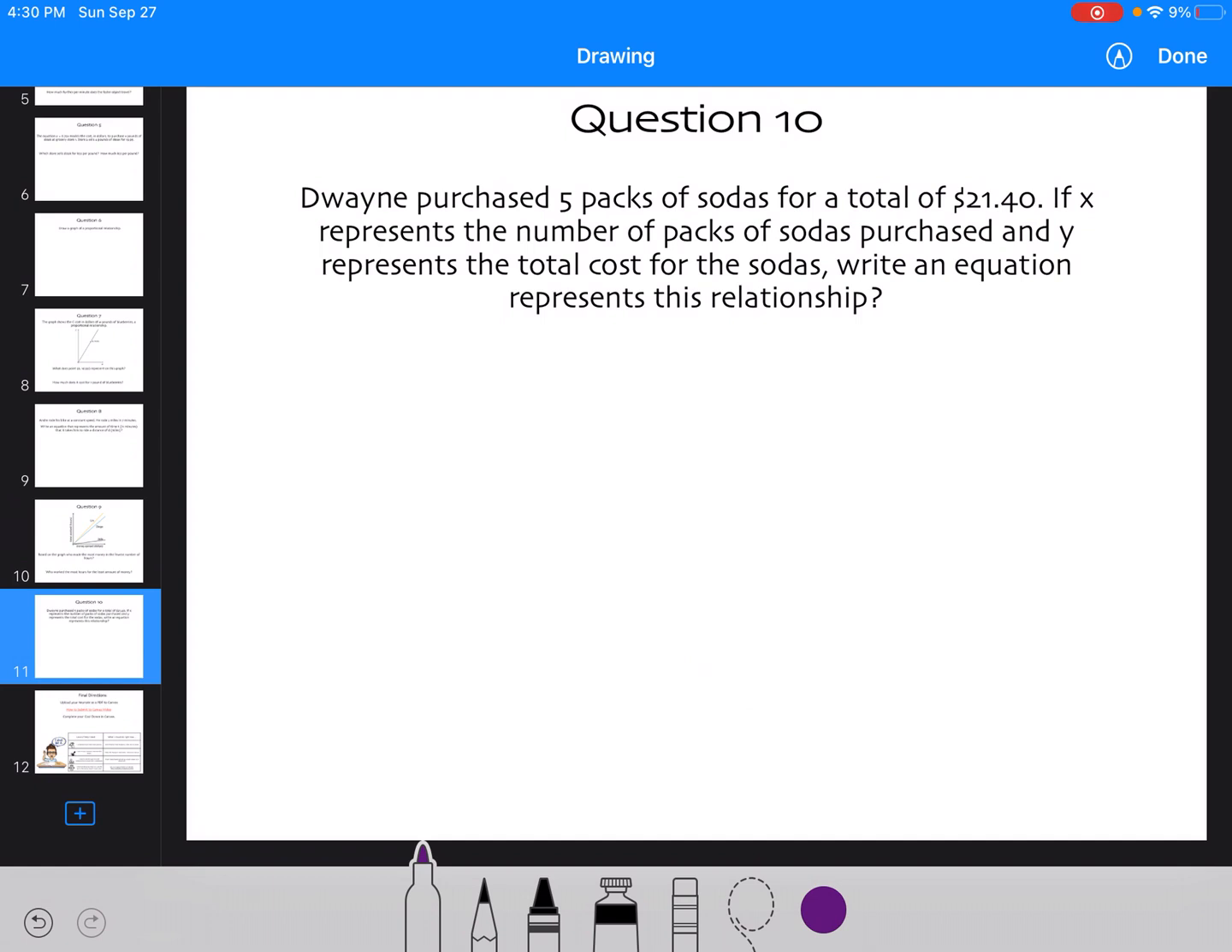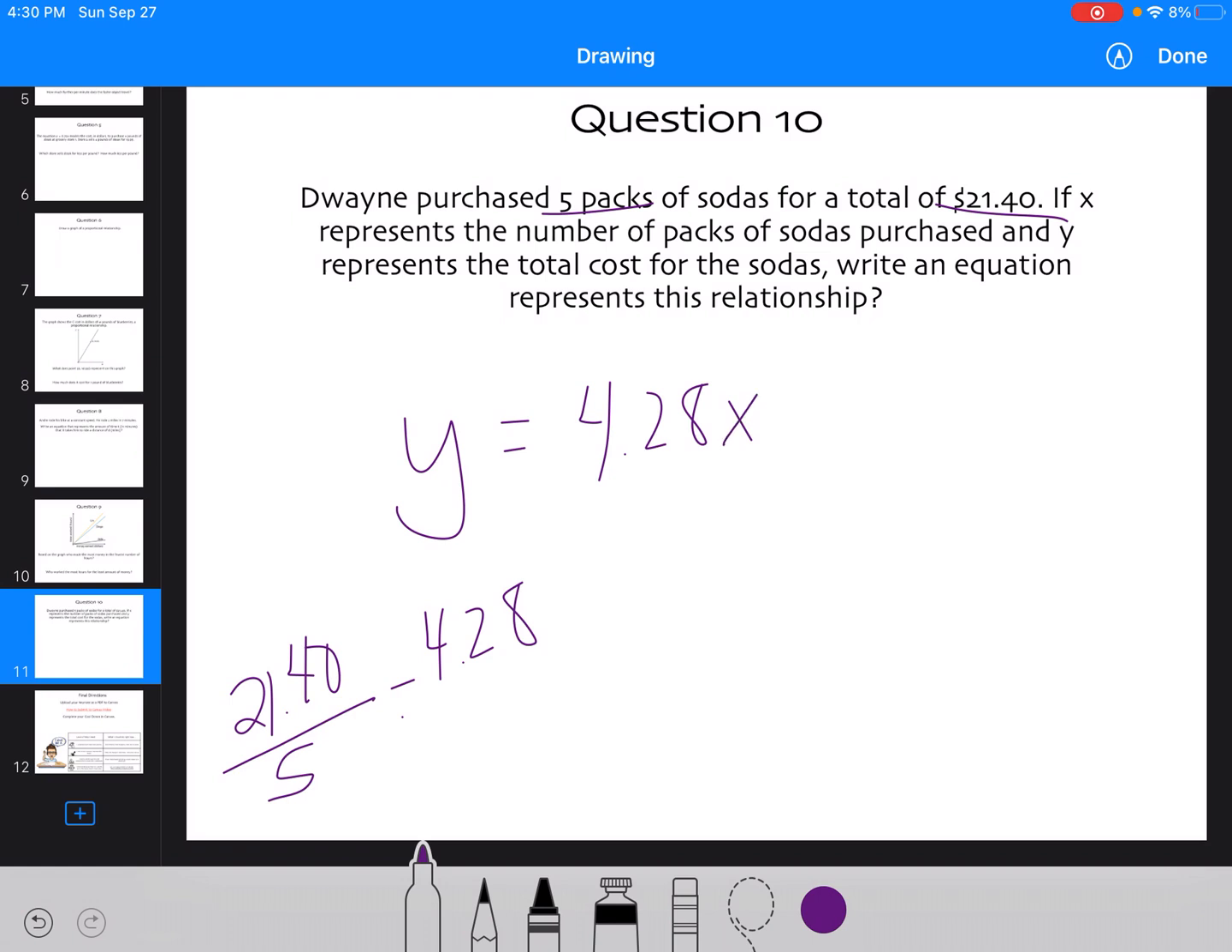All right, Dwayne purchased 5 packs of sodas for a total of $21.40. If X represents the number of packs of soda purchased and Y represents the total cost, write an equation. So the total cost is going to be, I got to figure out my unit rate. So $21.40 divided by 5. $4.28. So it'll be $4.28 per pack of soda.